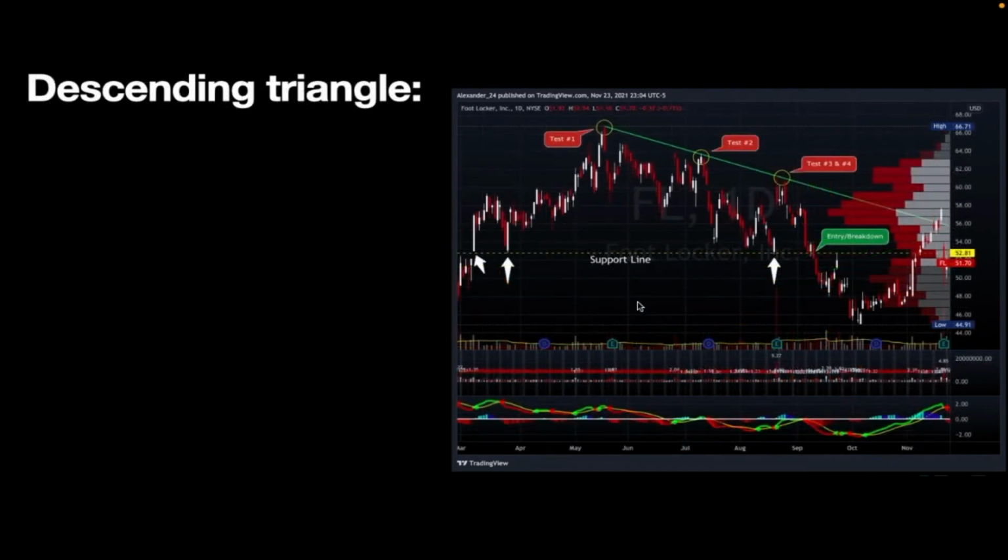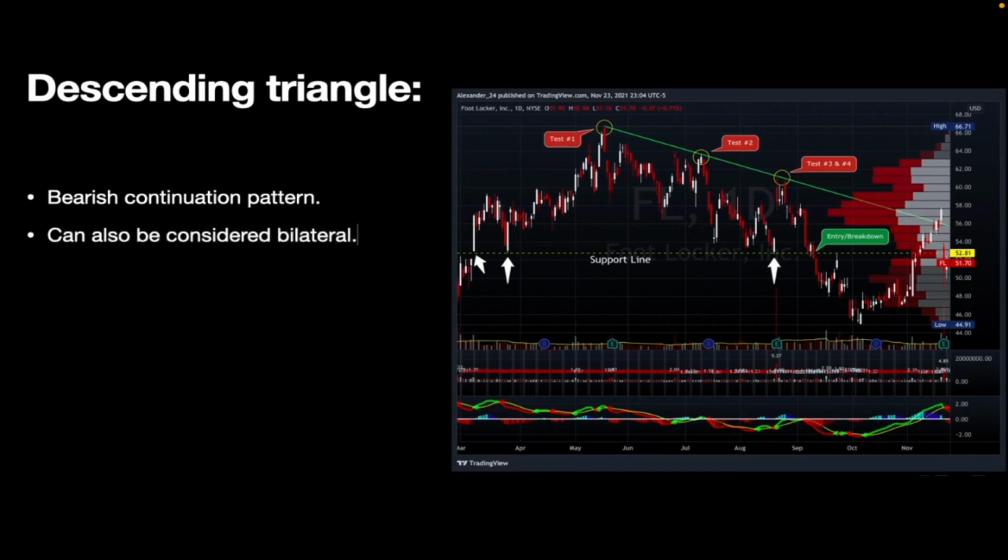All right, and similar to the last pattern we just saw, the ascending, this is a descending. So this is doing the opposite. This is a bearish continuation pattern. Can also be considered bilateral, same thing. I've seen plenty of these where they have the downtrend line, we have flat bottom support, and we break to the upside. But as long as you're waiting for confirmation, where you see this bubble right here, you don't have to worry about that.